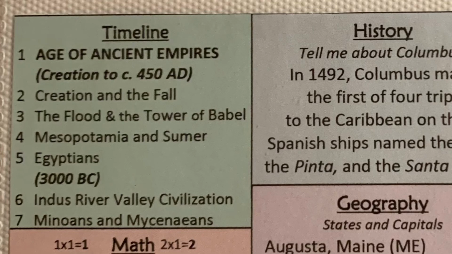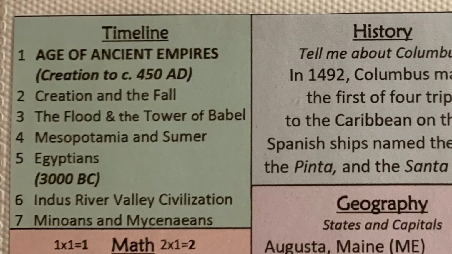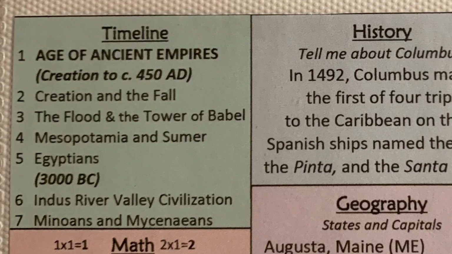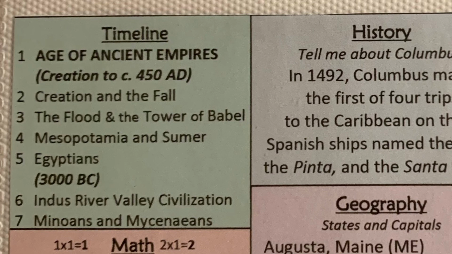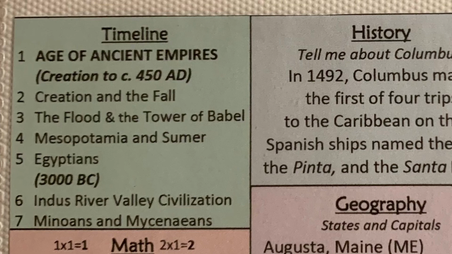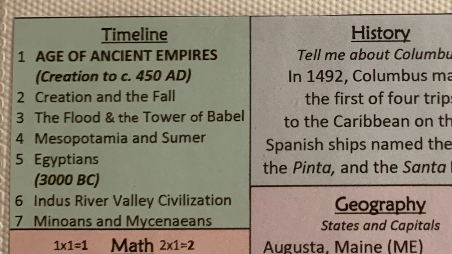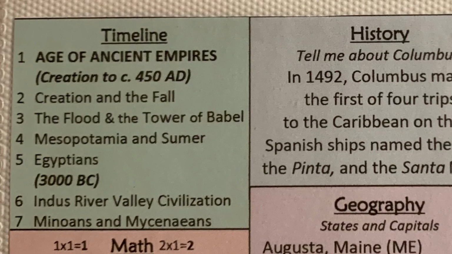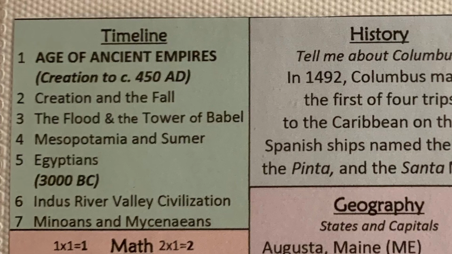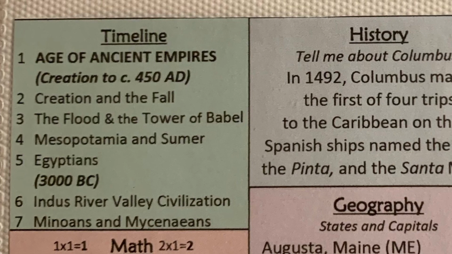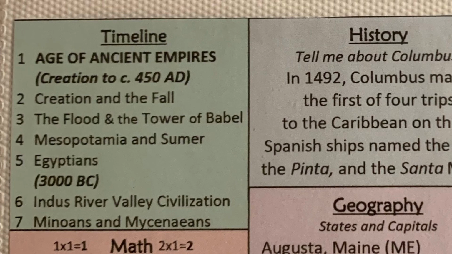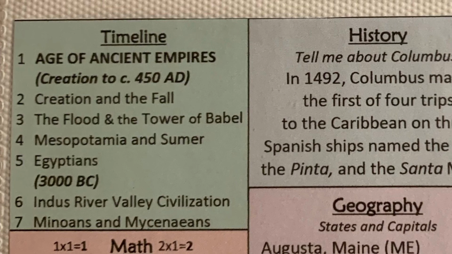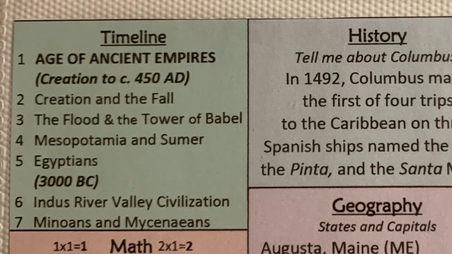Age of Ancient Empires, Creation to circa 450 AD. Creation and the Fall, the Flood and the Tower of Babel, Mesopotamia and Sumer, Egyptians 3000 BC, Indus River Valley civilizations, Minoans and Mycenaeans.